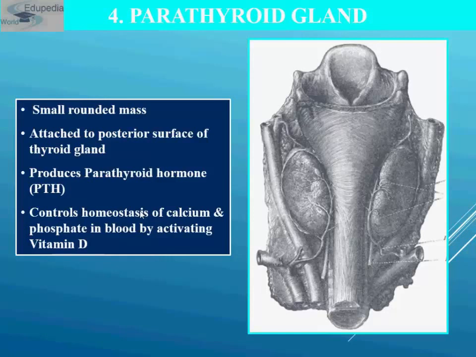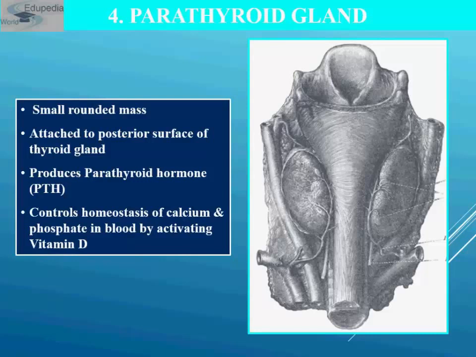My topic for the presentation is the sixth section of the chapter Chemical Control and Coordination. In this section, we'll be studying the parathyroid gland, which is the fourth endocrine gland of the human body. So let's talk about its origin, position and structure.